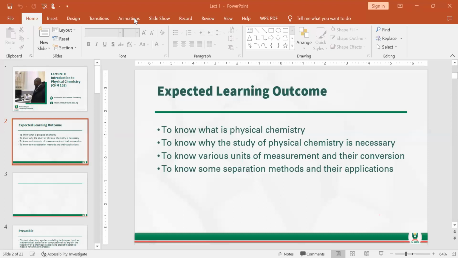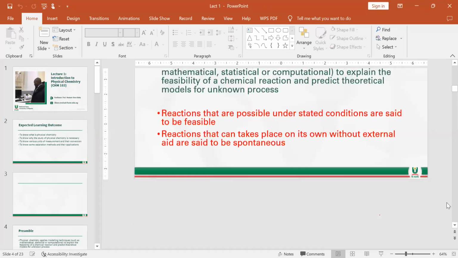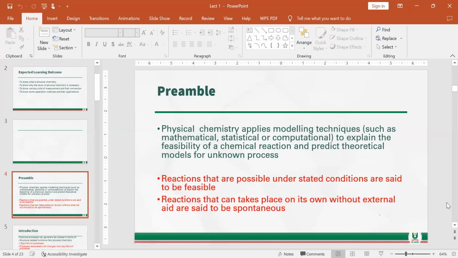And then we go to separation methods and their application. What are the various separation methods and their application? Along the line, we shall treat some questions. So physical chemistry applies modeling techniques, and the modeling techniques will involve mathematics, it can involve statistics, it can be computational. That means you apply mathematical, statistical and computational techniques to explain the feasibility of a chemical reaction and predict a theoretical model for a known process.